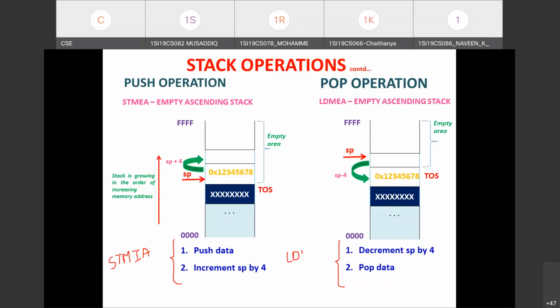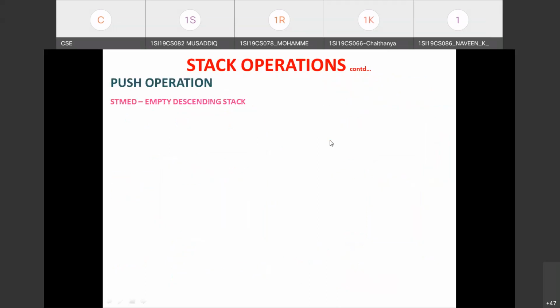LDMDB. Very good. It is LDMDB. Clear? So this is one more set of instructions you are using to perform the stack operation. Yes, this is the STMEA and LDMEA instruction. One last pair we'll see, that is the STMED and LDMED instruction.